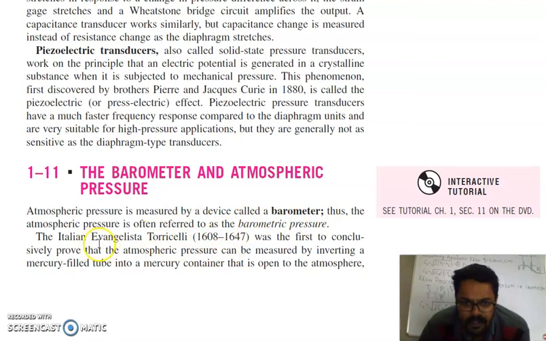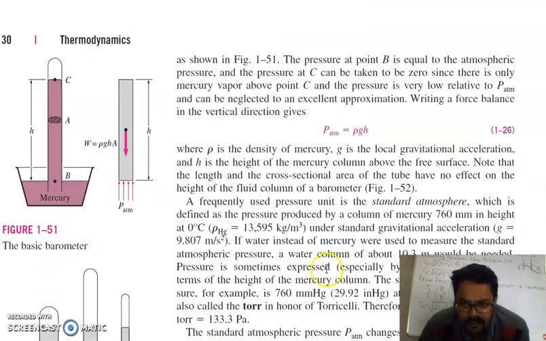So this is Italian Evangelista Torricelli, who was the first to prove that the atmospheric pressure can be measured by inverting a mercury-filled tube into a mercury container that is open to atmosphere.